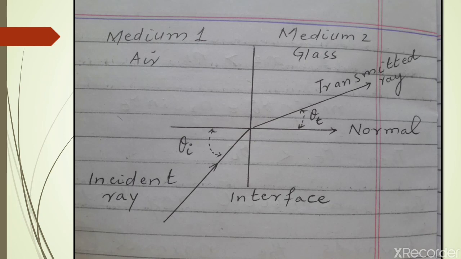You see, in this figure, the incident ray, the light ray, travels from medium number 1 to medium number 2. Medium number 1 is air, and the refractive index of the air is 1. Medium number 2 is glass, and the refractive index of the glass is 1.5. So in this diagram, the incident ray travels from a medium of low refractive index to a medium of high refractive index. Its direction changes and the transmitted ray bends towards the normal.